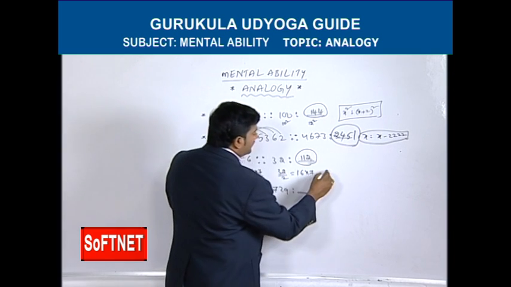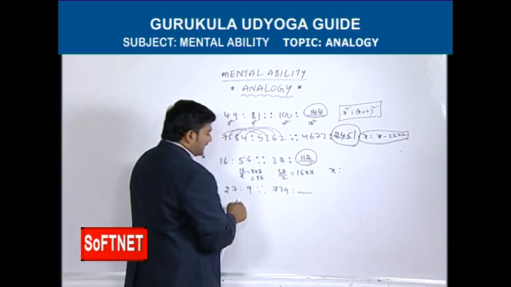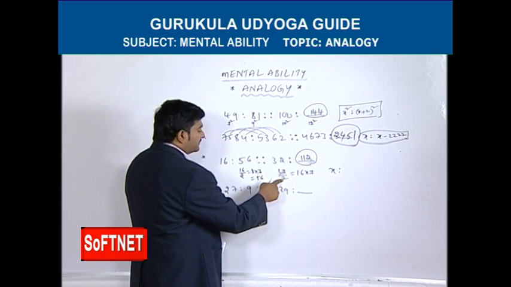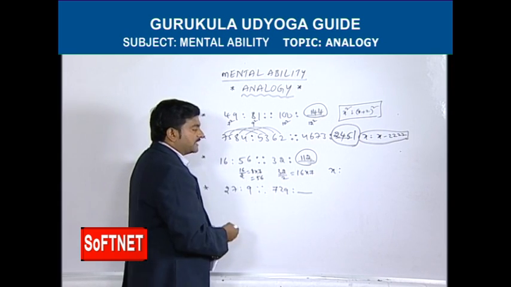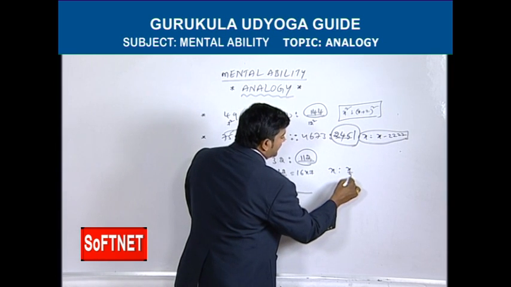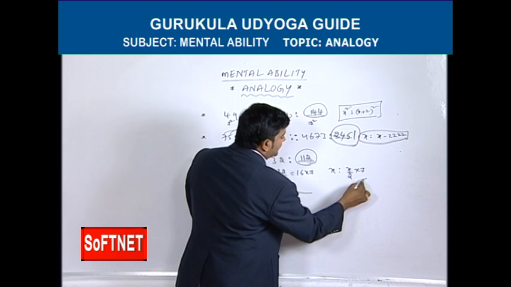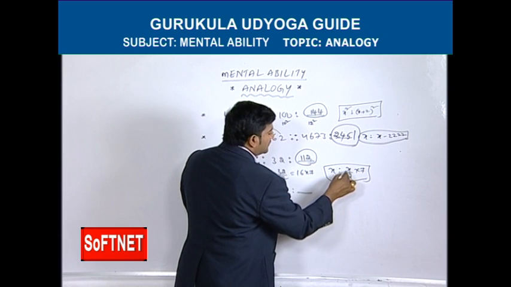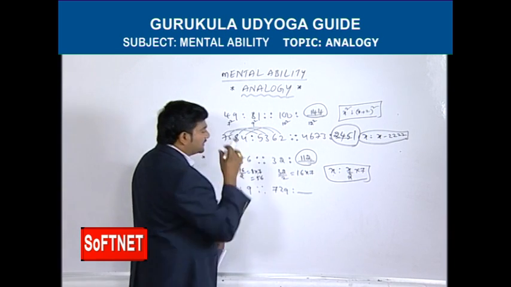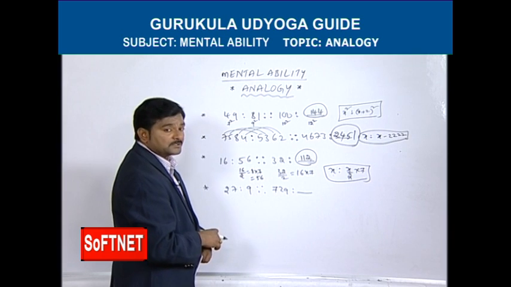In general, what can you write here? Simply x. X means what I did here: half of the number and multiplying with 7. So x by 2 into 7. He gave x, doing half of that, and after getting that number multiplying with 7. That is the concept involved in that.